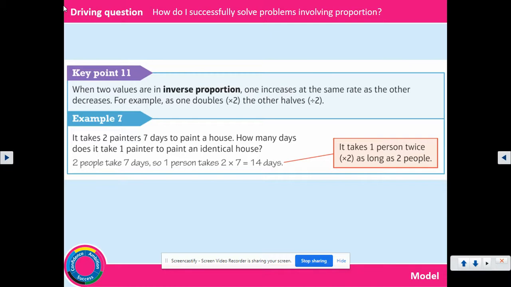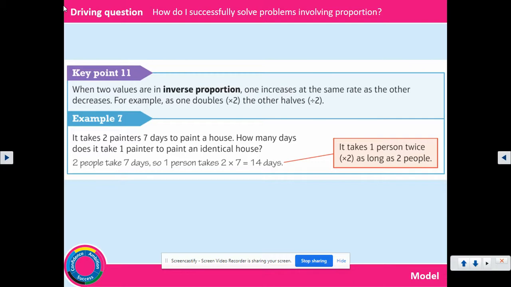Okay, I'm going to read that again. So when two values are in inverse proportion, one increases at the same rate as the other decreases. For example, as one doubles, so times by 2, the other halves, so it divides by 2. Or if one is multiplied by 3, the other one would be divided by 3, and so on. Okay?